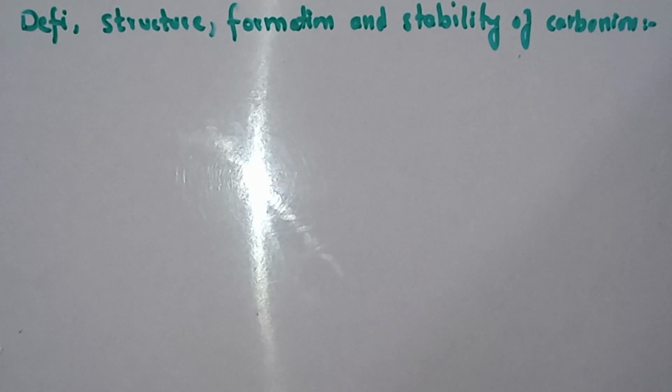Let's start today's topic. What is today's topic? Today's topic is about carbanion. What is meant by carbanion? How can you define it? How can you draw the structure of carbanion? How does the formation of carbanion occur? How can you measure the stability of carbanion? So let's start the topic.